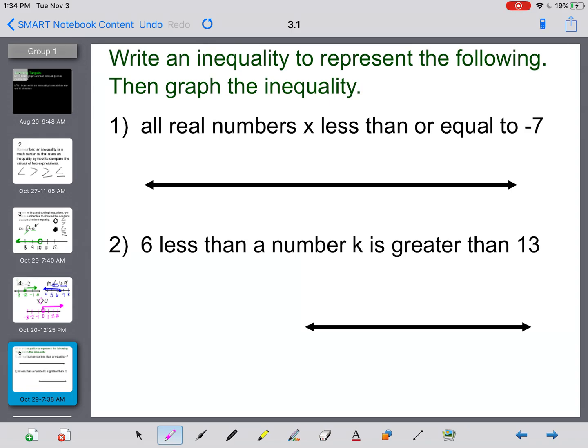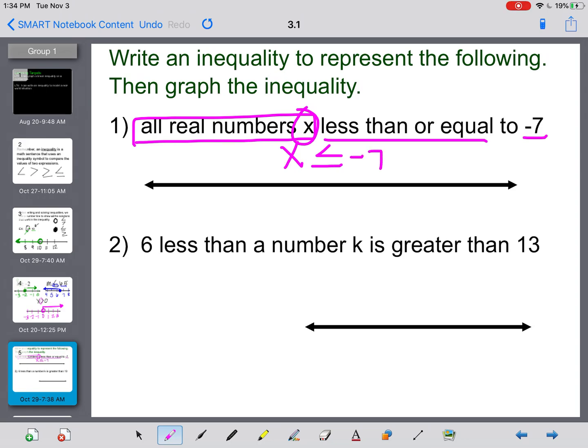Write an inequality to represent the following, then graph that inequality. They're going to give us a word sentence that we need to turn into a number sentence and then use that to graph it. So, all real numbers x. This whole phrase right here really just means x less than or equal to, that gives us our symbol, -7. So I have x is less than or equal to -7.